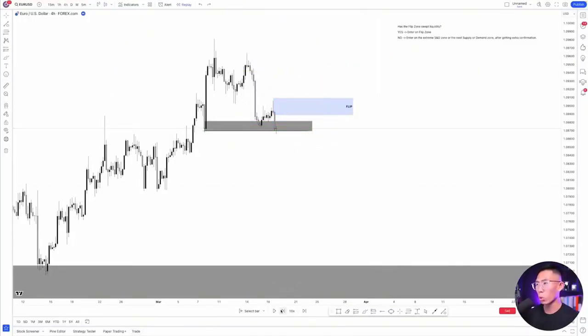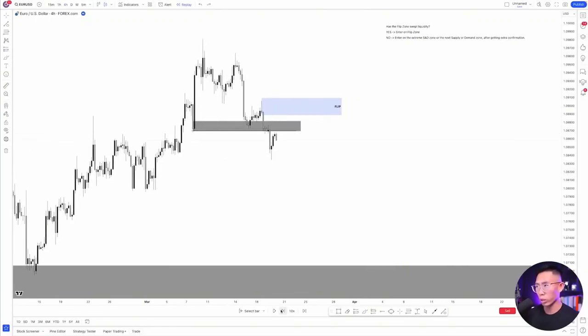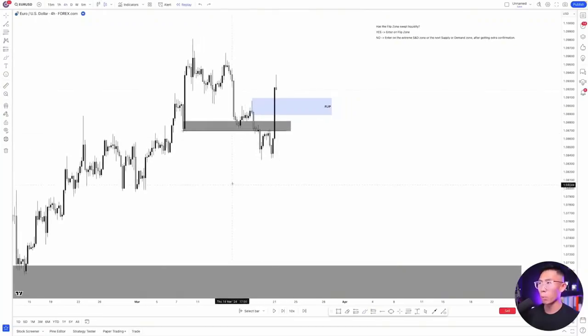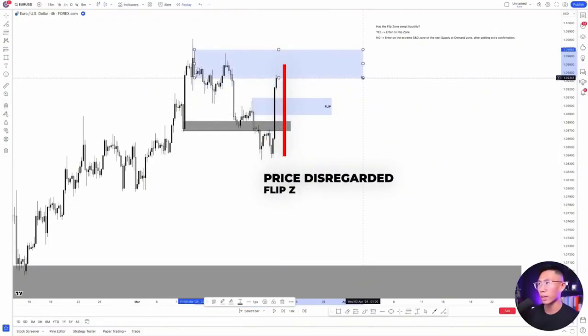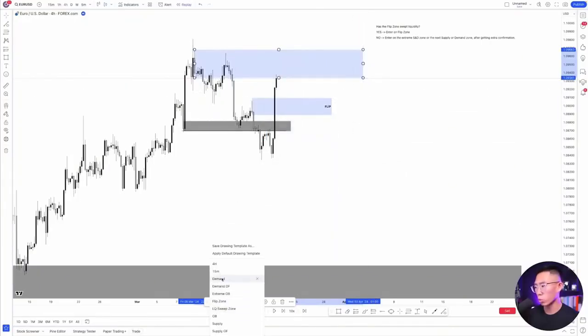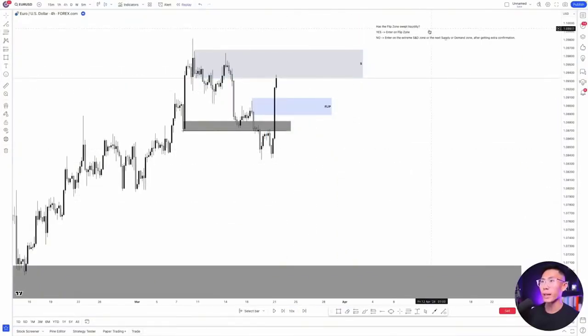But once again, always wait and react to what the market is doing, and you can see price just goes down and boom, completely disregarded the flip zone. And where is it going to go next? This entire supply zone that we have right here, this range right here, boom, that is when you can potentially look for your entry.